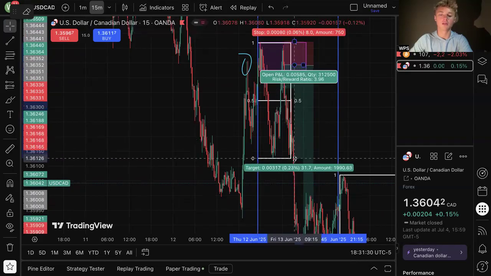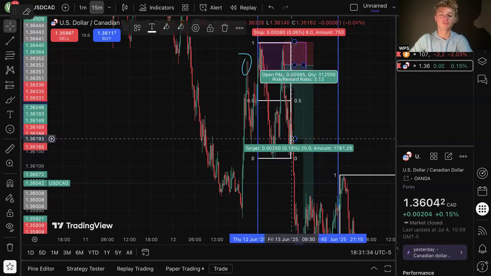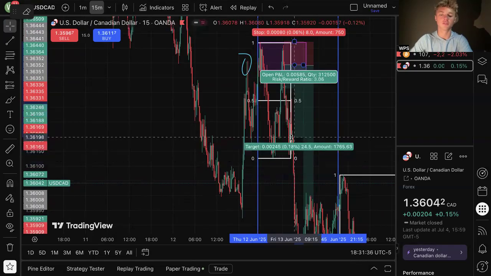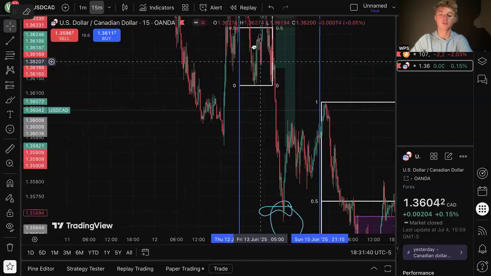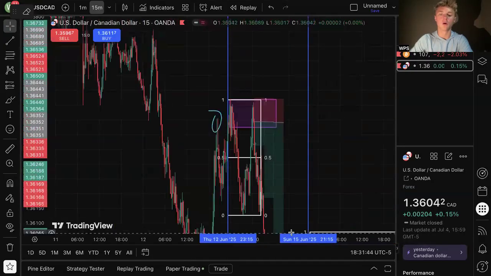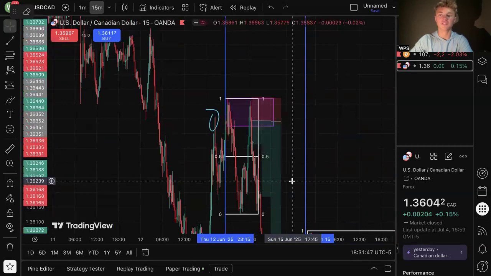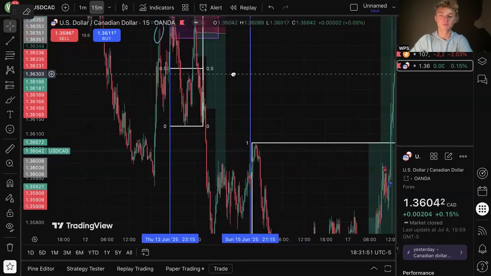Although it could even be as far as anywhere from here to here. This would be too much because it's 1-to-4 for the second take profit. So this would be the most reasonable price range. And then one all the way down here at 1 to 6.5. And this would likely be 50, 25%, 25%.